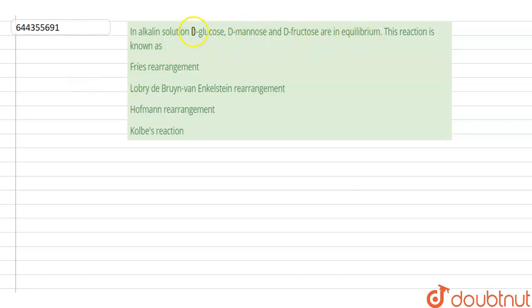The question here says that in alkaline solution, D-glucose, D-mannose, and D-fructose are in equilibrium. Now, this reaction is known as. So, first, let's see the structures.